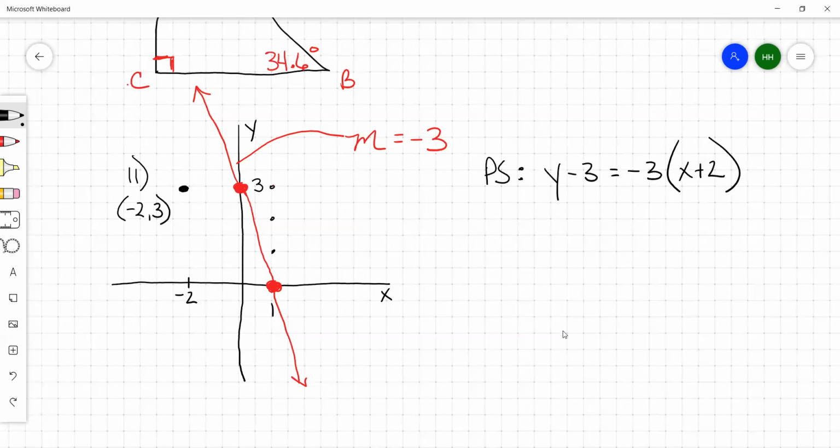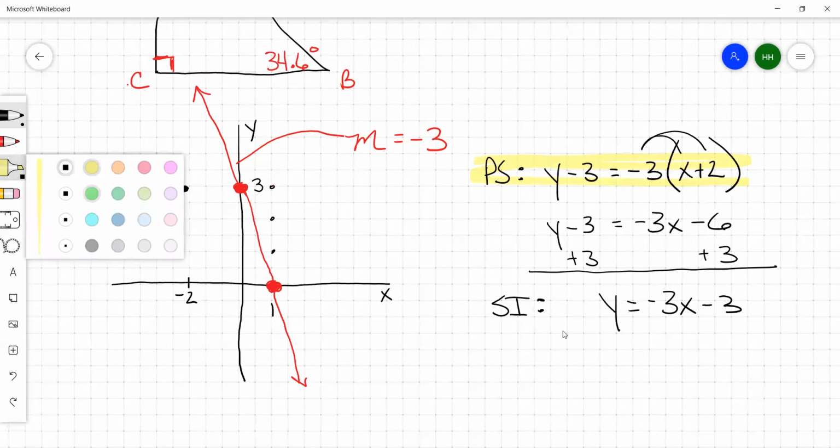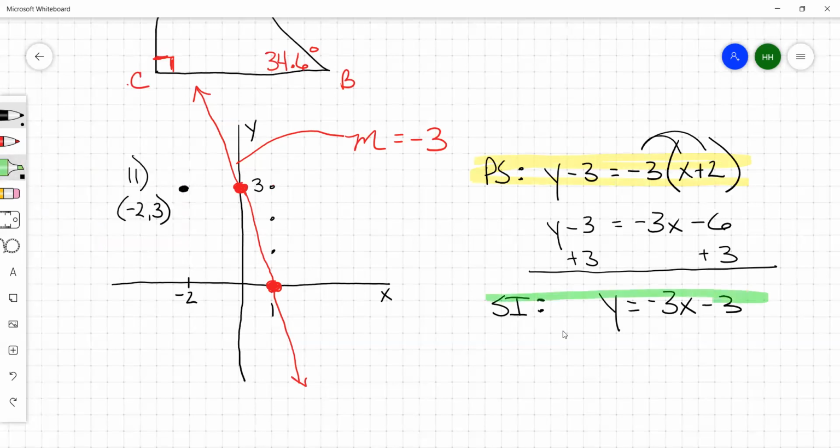Okay, then distribute the slope. So you would have y minus 3 equals negative 3x minus 6. And now if you add 3 to each side, then y is equal to negative 3x minus 3. And that is in slope intercept form. So you've got it in both forms, okay? Here it is in point slope. And then with a little bit of manipulation, here it is in slope intercept.